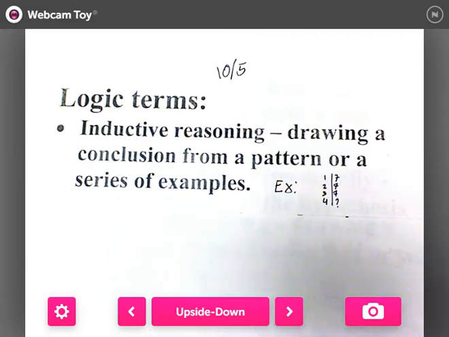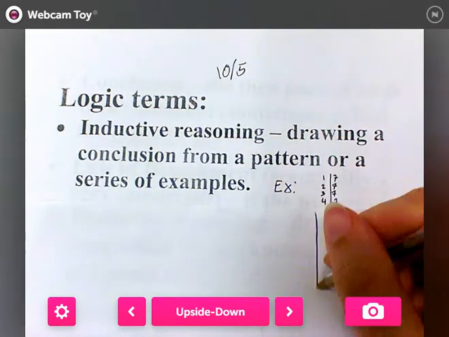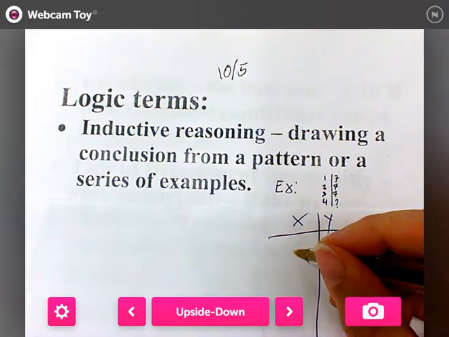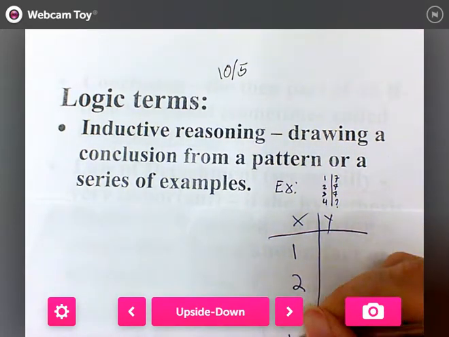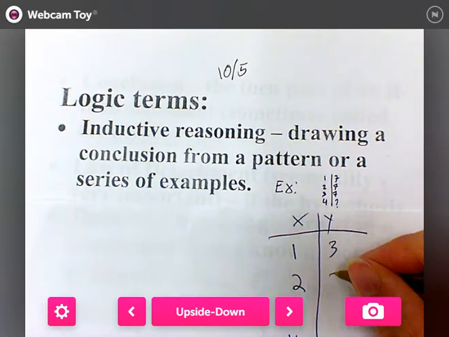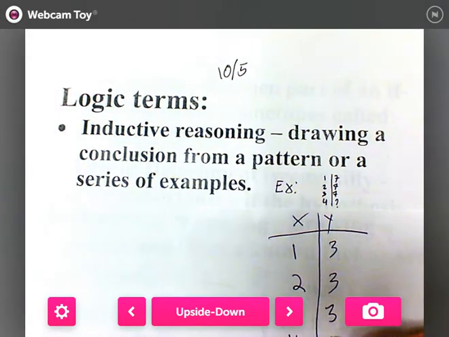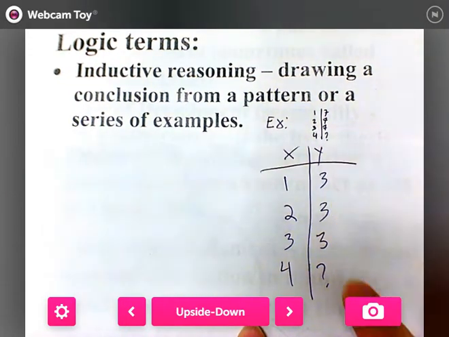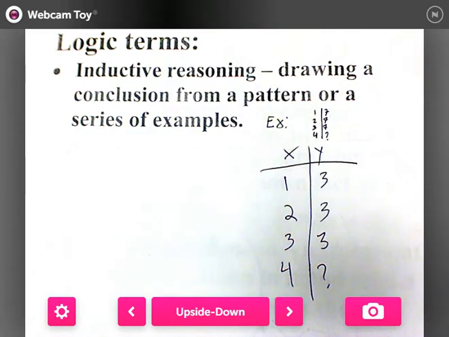So one of the ones I like to use, and I'll make this bigger so you guys can actually see it, is if we have a set of x and y's, right? We have 1, 2, 3, 4 on our x, and our y's are for 1 it's 3, for 2 it's 3, for 3 it's 3. What do you guys think it's going to be for 4? Based on this set of numbers, what do you think 4 is going to be? 3, right? Because it is a pattern. So inductive reasoning is logic based on a pattern.